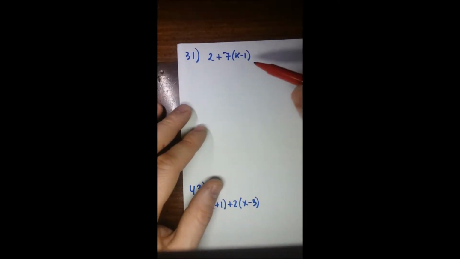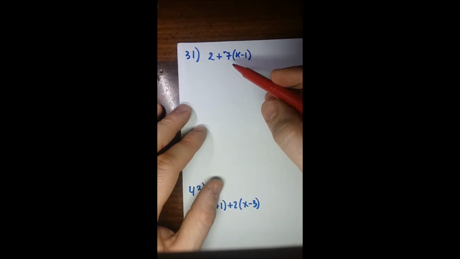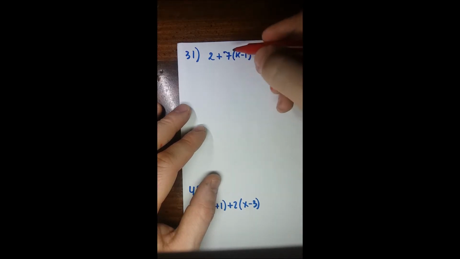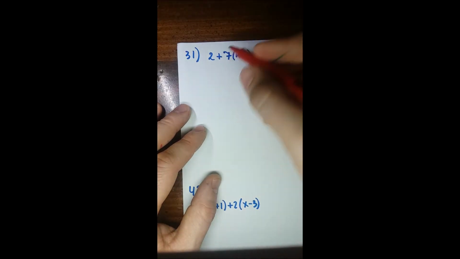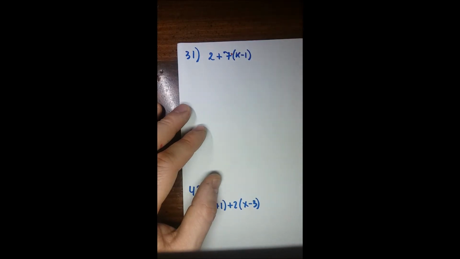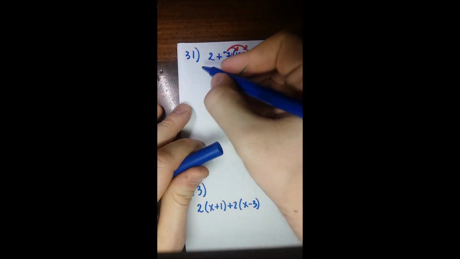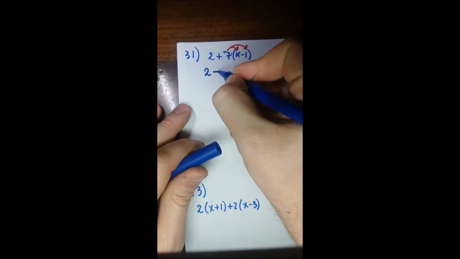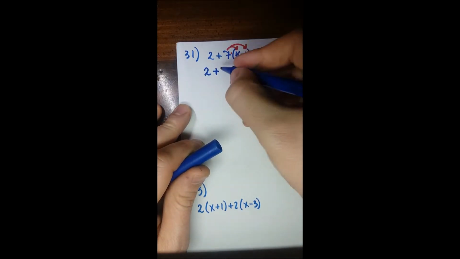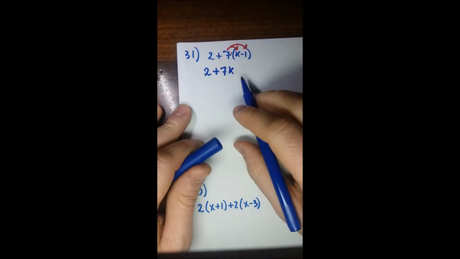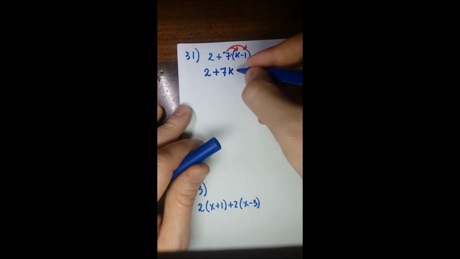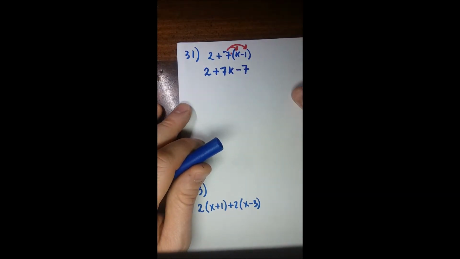Now, this example, 2 plus 7 times k minus 1. Here we're going to need to combine two previous skills. This is multiplication, so we need to multiply 7 by k and then multiply 7 by -1. However, there's a 2 in there, and guess what? We're not doing anything with this 2 yet, so we need to write it down as 2 plus 7 times k is 7k. 7 times -1 is -7.